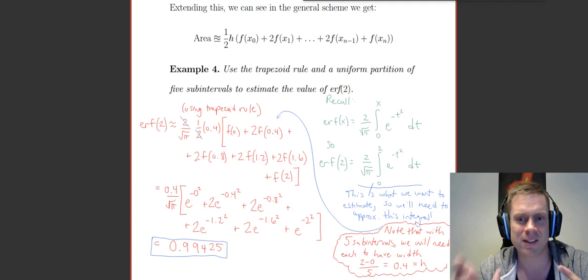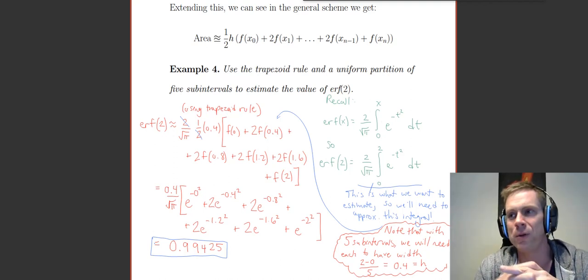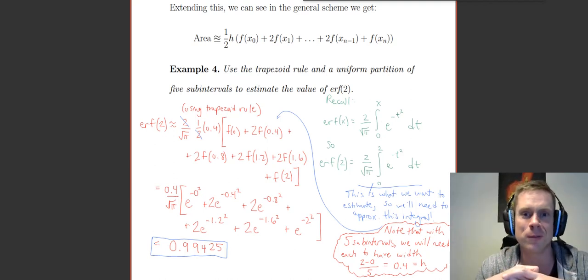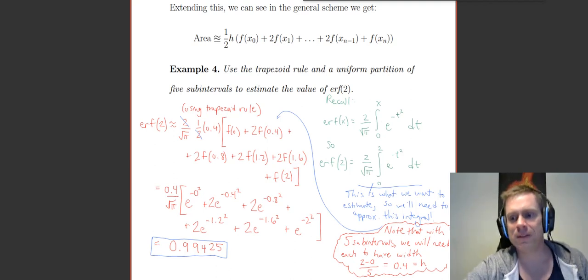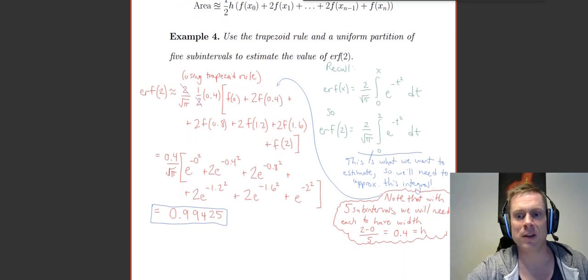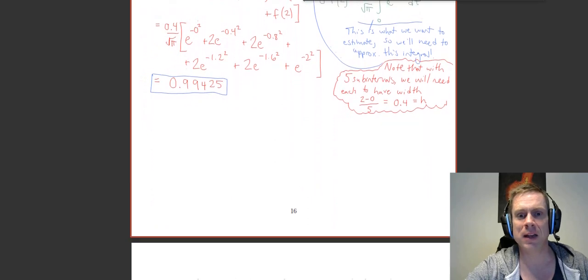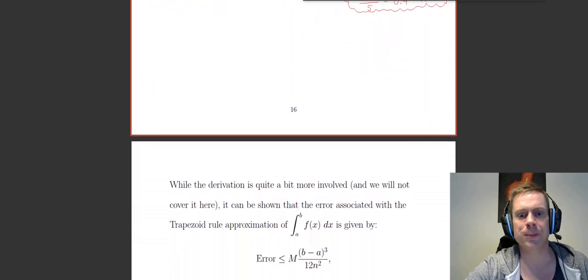It's kind of funky. It's a little bit different than anything we've done before, but really it's nothing more than a souped up Riemann sum, okay? And as a matter of fact, it does do a little bit better than a Riemann sum, and that's what our last little bit here on the next page will talk about.